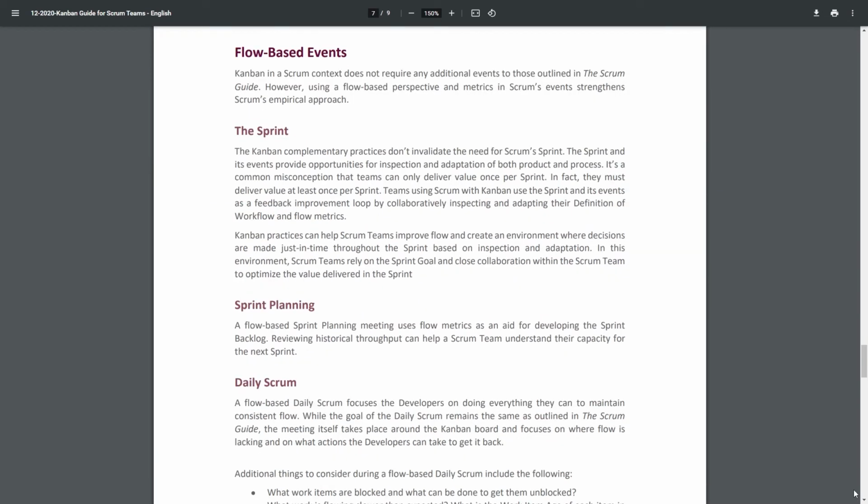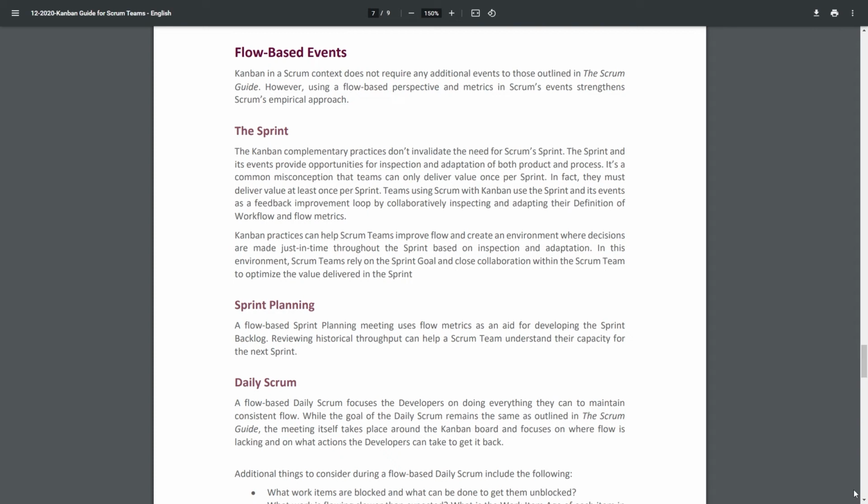Flow-based events. Kanban in a Scrum context does not require any additional events to those outlined in the Scrum Guide. However, using a flow-based perspective and metrics in Scrum's events strengthens Scrum's empirical approach. The sprint. The Kanban complementary practices don't invalidate the need for the Scrum sprint.